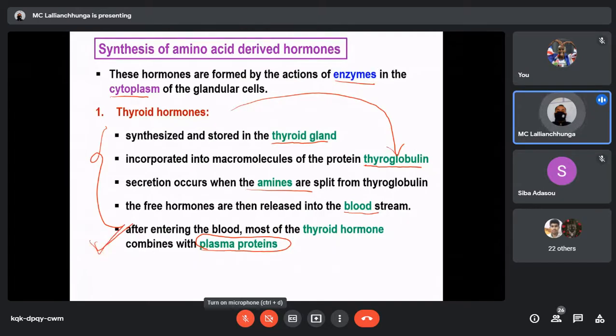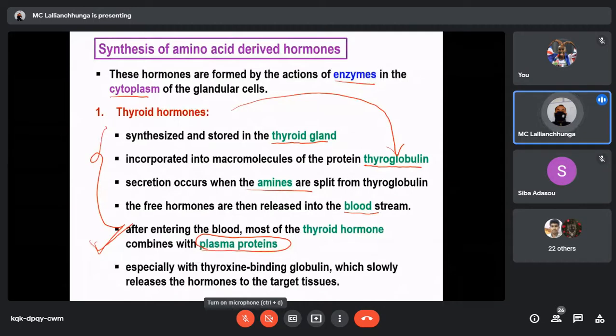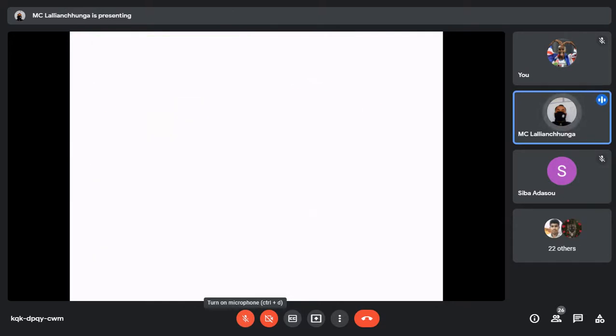After they are secreted, most of the thyroid hormone combines with plasma protein, just like the steroid hormones. They are also water insoluble. So in the plasma, they will bind to the plasma proteins for their transportation. So this is the similarity between steroid hormones and amino acid derived hormones, especially with thyroxine binding globulin, which slowly releases the hormones to the target tissue. All these things will be discussed in more detail when we talk about the thyroid gland.